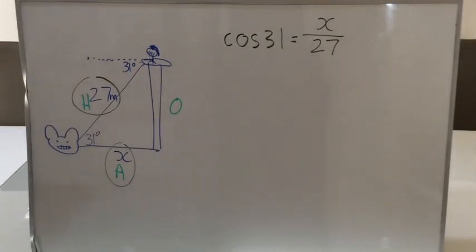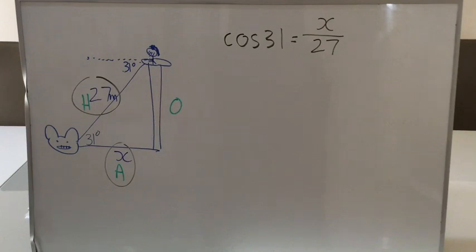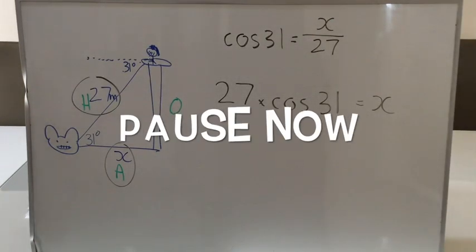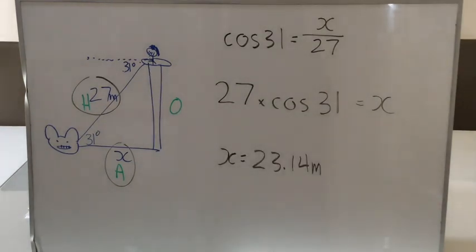Your equation looks like this. The X is on the top again, so maybe we remember what to do from before. Get the X by itself, rearrange, move around. That's what the next step should look like. Type it in your calculator. Let's have the answer to 2 decimal places. 23.14 metres is your correct answer.